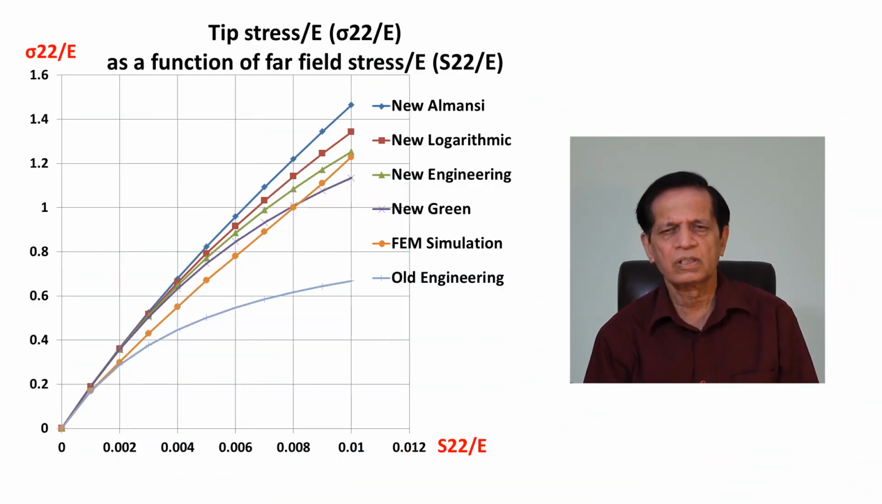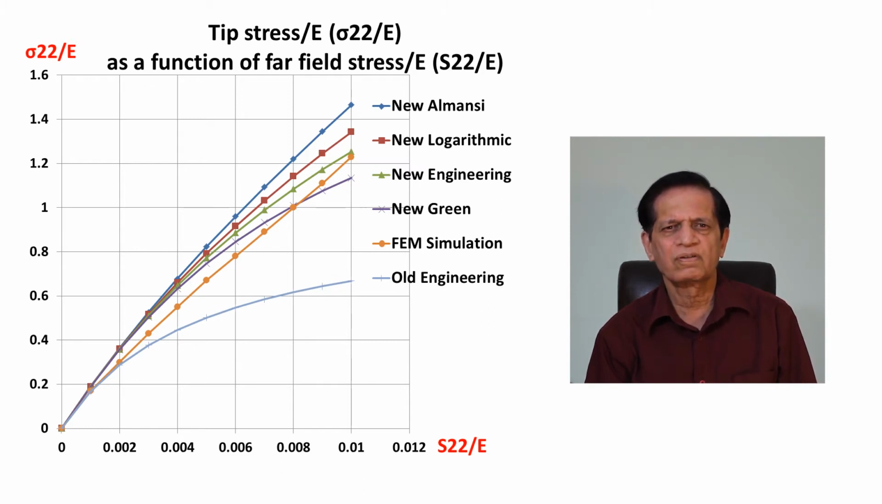Here, I show the tip stress divided by E as a function of the far field stress divided by E, where E is the Young's modulus. This exhibit shows 6 curves. Along the horizontal axis, the far field stress divided by E values rise from 0 to 0.01 in 10 equal steps. Thus, the maximum value of the far field stress is 1% of E.